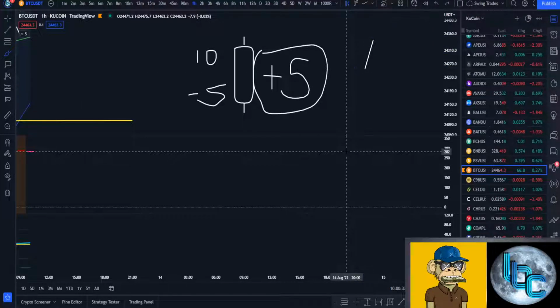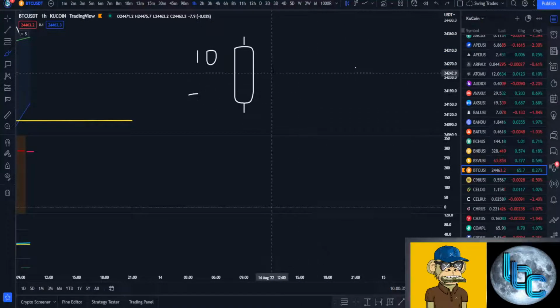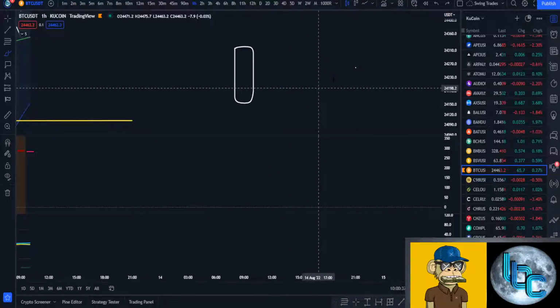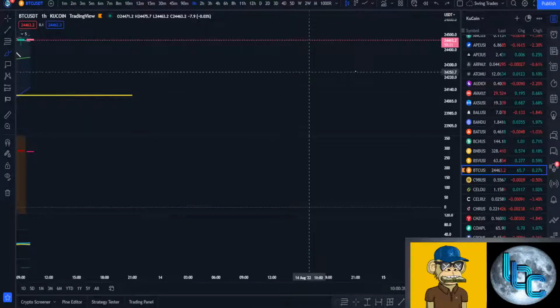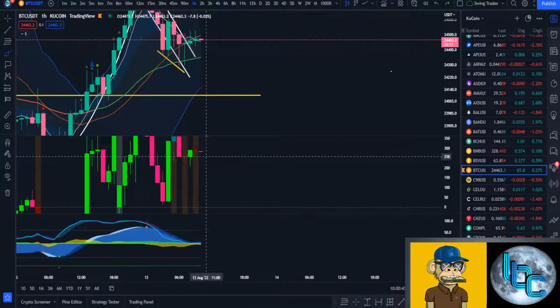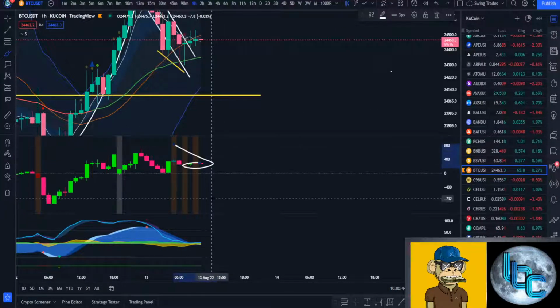But anyway, the delta is that number, the difference between the two there. So that's what we're looking at. That's what these are right here.